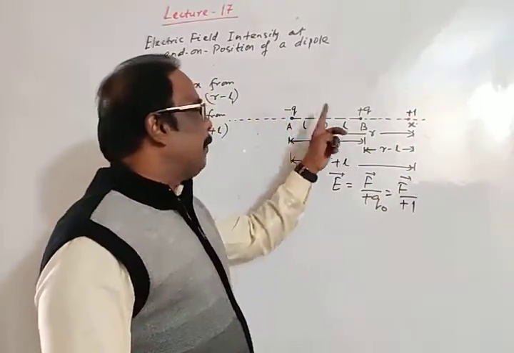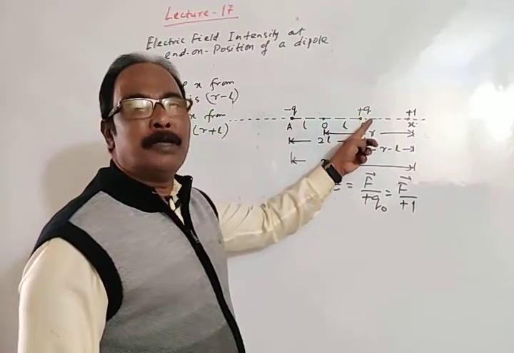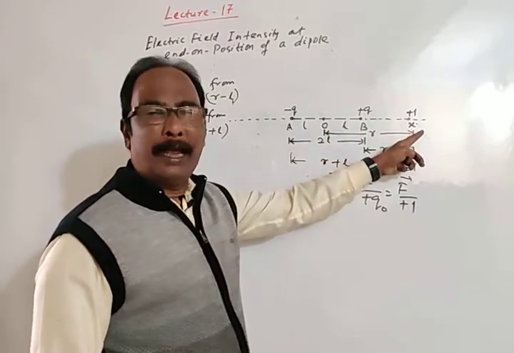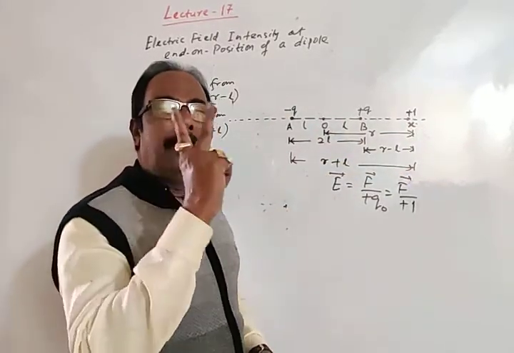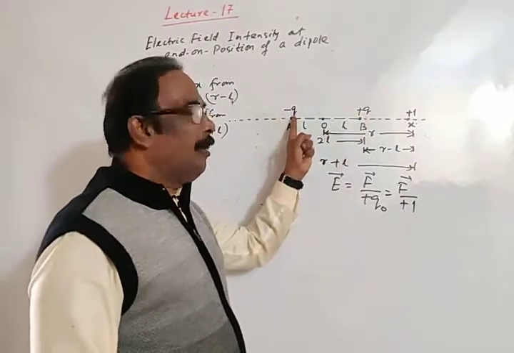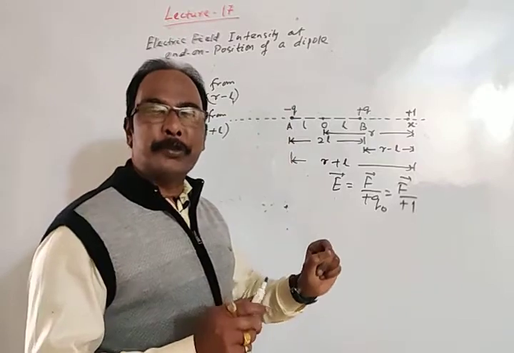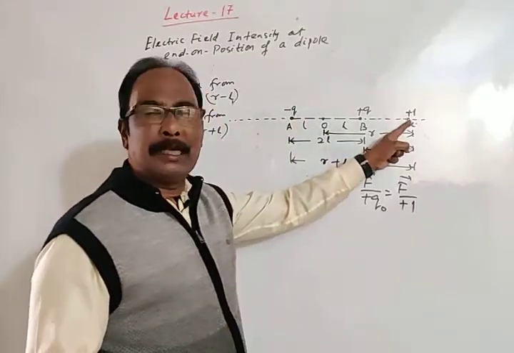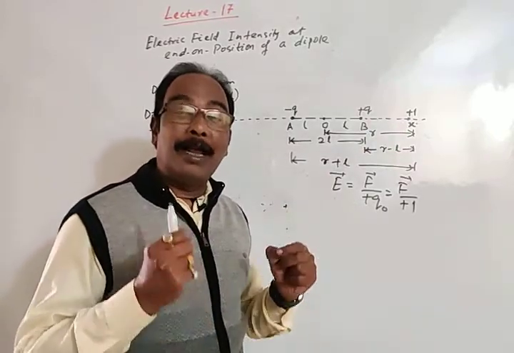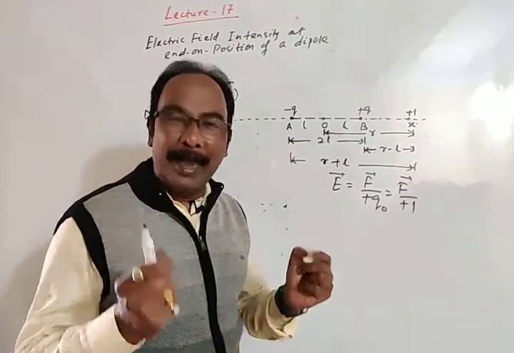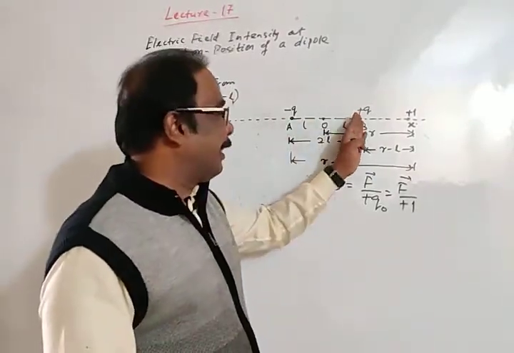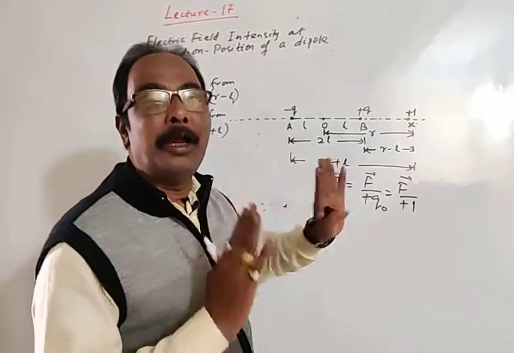But a dipole contains two equal and opposite charges, plus q and minus q. So at the given point X, there will be two field intensities, the field intensity due to plus q and the field intensity due to minus q. We have to find the resultant field intensity at point X, due to an electric dipole at end-on position.